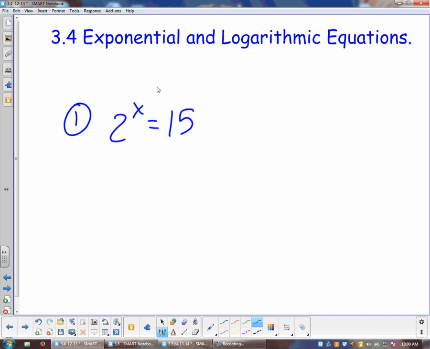For number one, we're solving 2 to the x equals 15. Since we cannot get 2 and 15 to both have the same base, we cannot use the one-to-one property here, but we can take this, which is in exponential form, and rewrite it in log form. So how would we do that? What would that look like, Brianna?